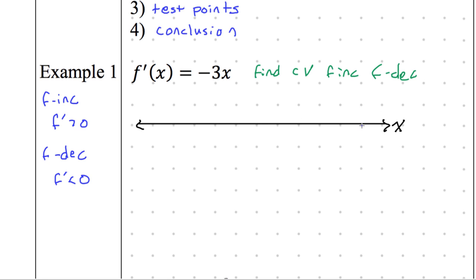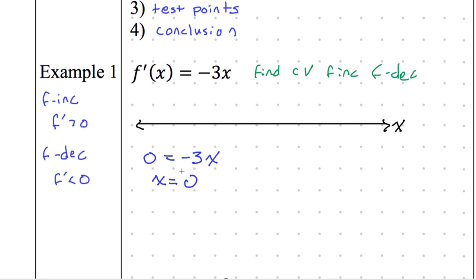Step 2 is we need to find our critical values. So what do I need to do to find my critical values again? CV is where what happens? When f prime equals 0. Yeah, f prime equals 0. So this thing right here is now 0. So here we go. 0 is equal to negative 3x. Therefore, x is what?